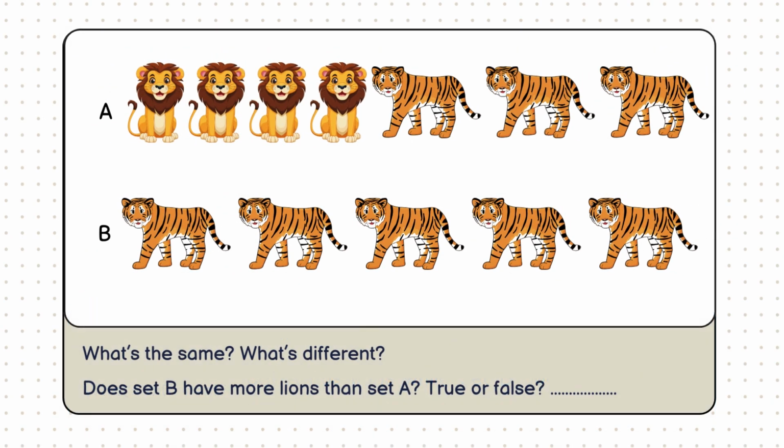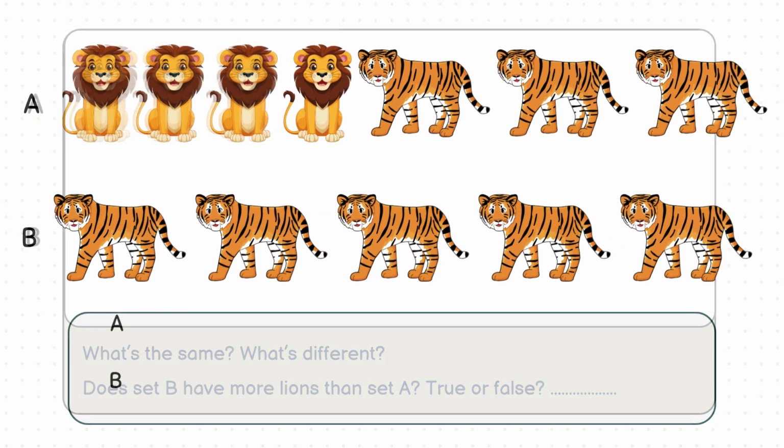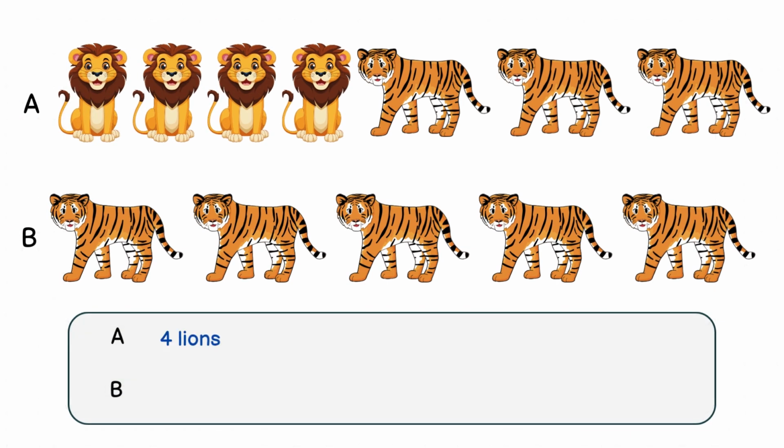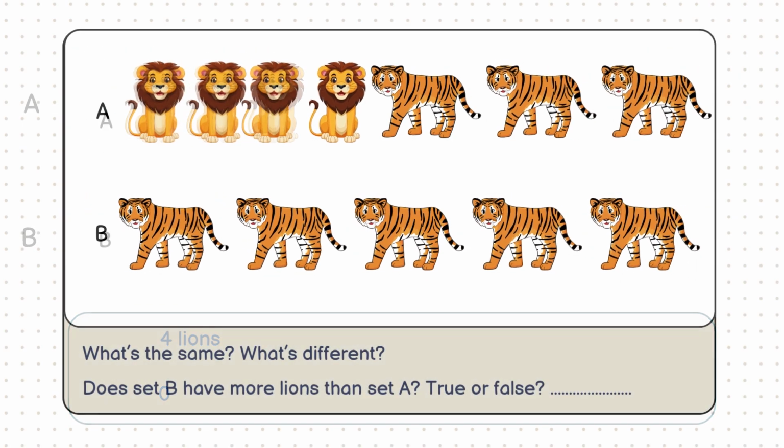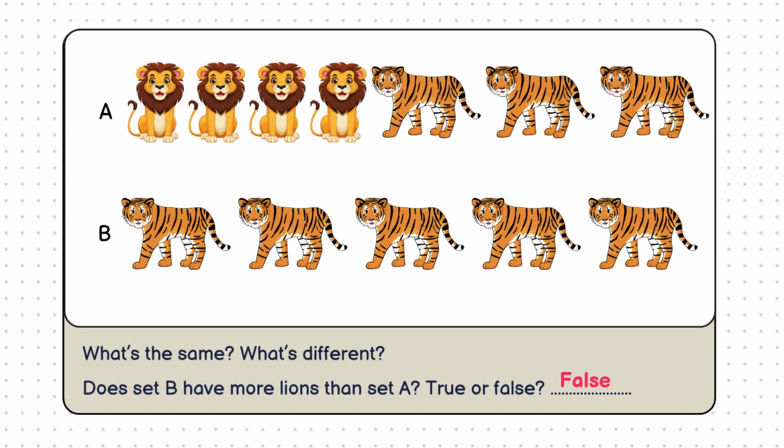Now, let's think about the next question. Does Set B have more lions than Set A? Let's check. Set A has 4 lions and Set B doesn't have any lions at all. So, is it true that Set B has more lions? Nope, that's false. Set A has more lions because Set B has none. Great work figuring that out.